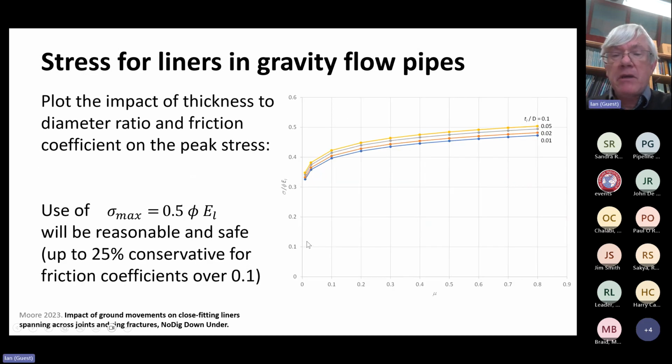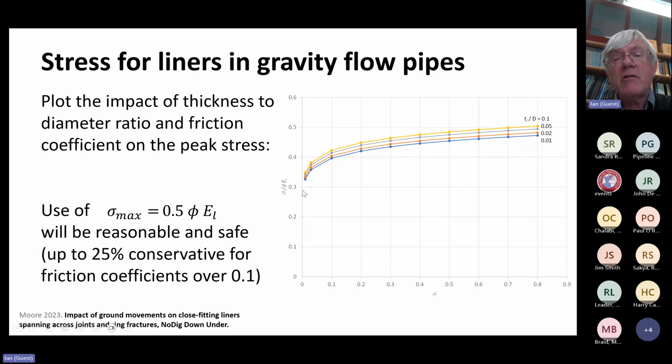We can do a little study to see how that longitudinal stress, that longitudinal tension, normalized by the angle of rotation and the modulus of the liner, varies as a function of friction coefficient, mu. How does it vary as a function of the thickness to diameter ratio of the liner? And what we can see is that, in fact, it's not very sensitive to those parameters.